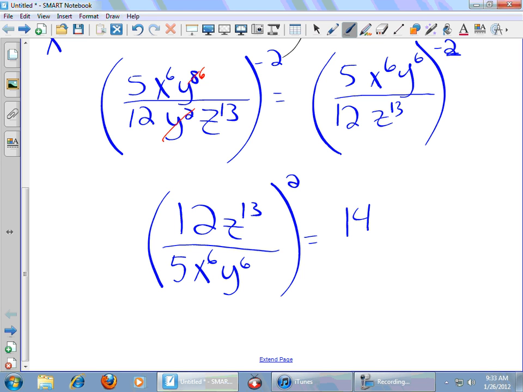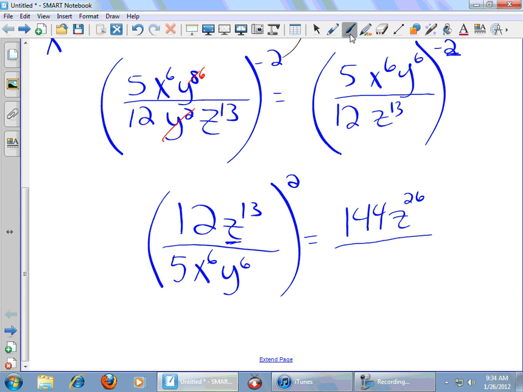So I have 144 z to the 26th power. Think about it. I have 13 z's being multiplied, and then I have 13 more z's being multiplied. Altogether, I have 26 z's being multiplied. It is not 13 to the second power. There's 13 of these guys, and then there's another set of 13. That's 26 z's altogether.